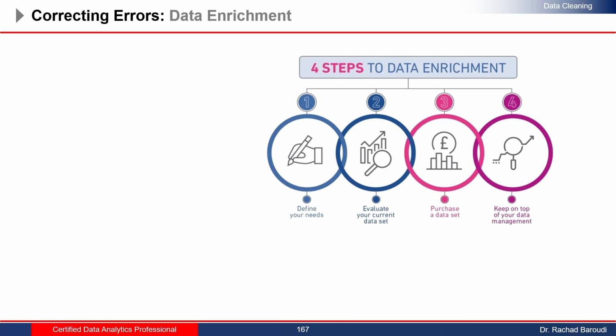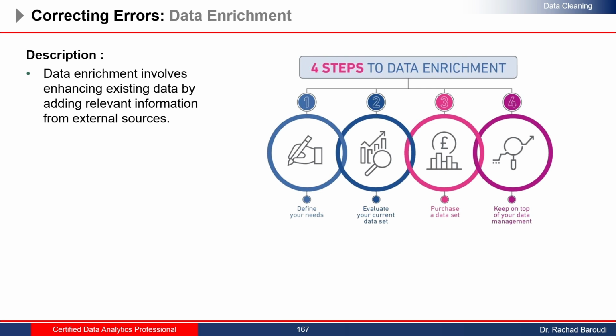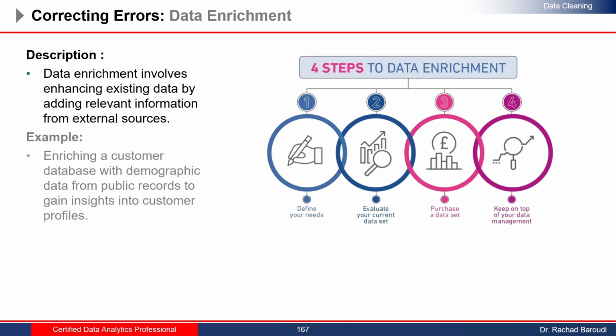Data enrichment involves enhancing existing data by adding relevant information from external sources. For example, you can enrich a customer database with demographic data from public records to gain insight into your customer profile. You can buy this. As you can see on the right side, the first step is to define your needs, evaluate your current data sets, and if you find a gap that you would like to fill, you can go to a third party and purchase a data set, of course, with permission. Keep on top of your data as a last step.